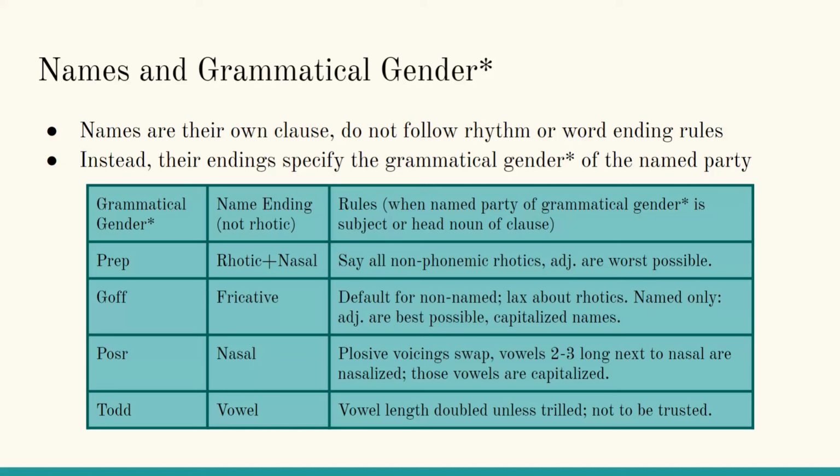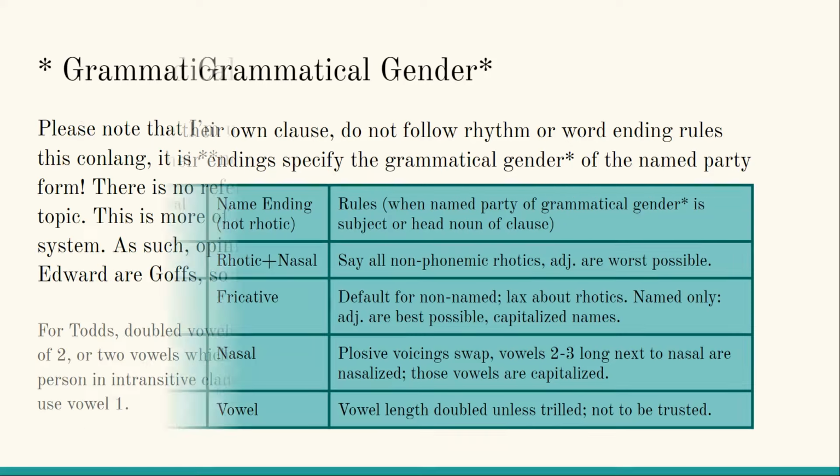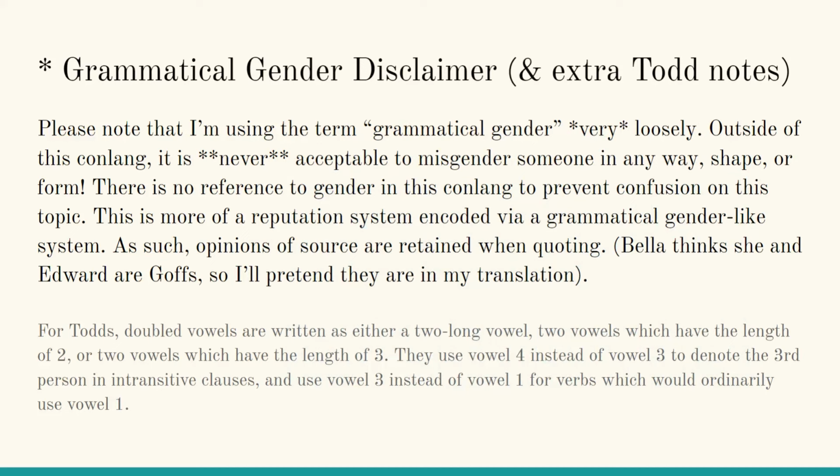Their names simply end in a vowel. Vowel length is doubled unless trilled. Names never end in erotic. When quoting, the grammatical genders originally used are retained in order to preserve the opinions of the original speaker.